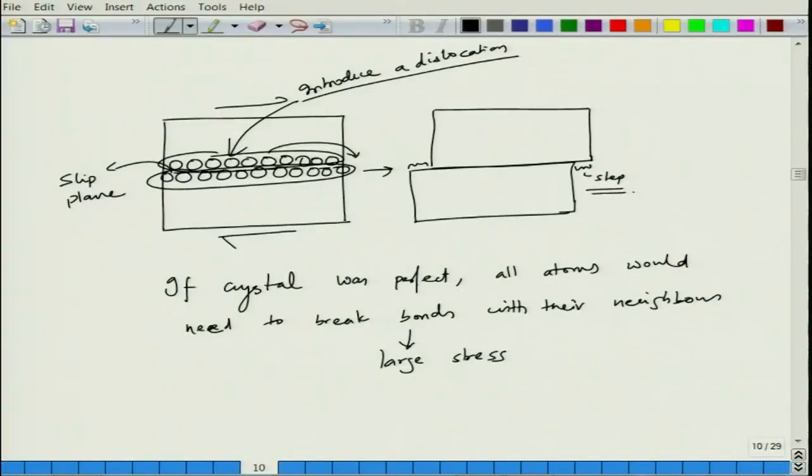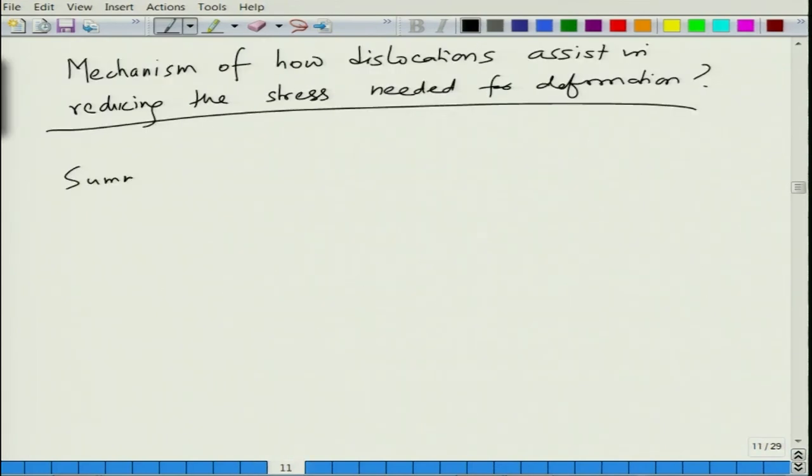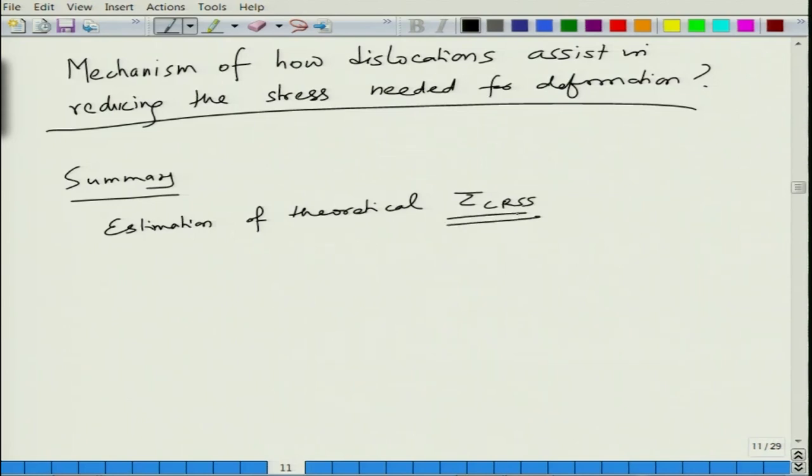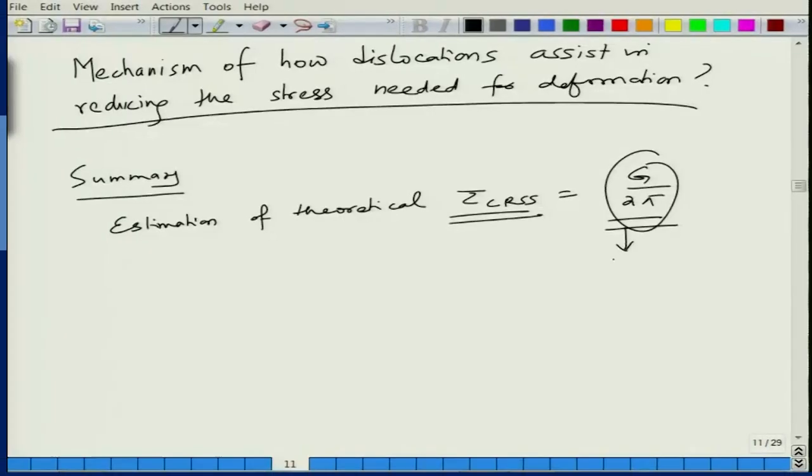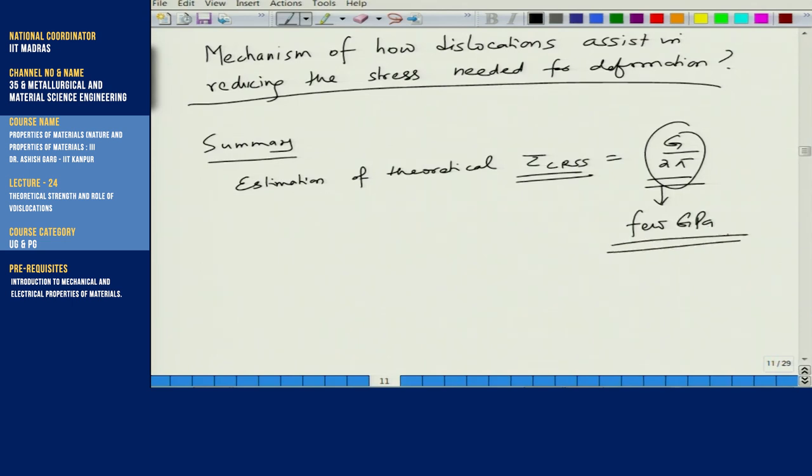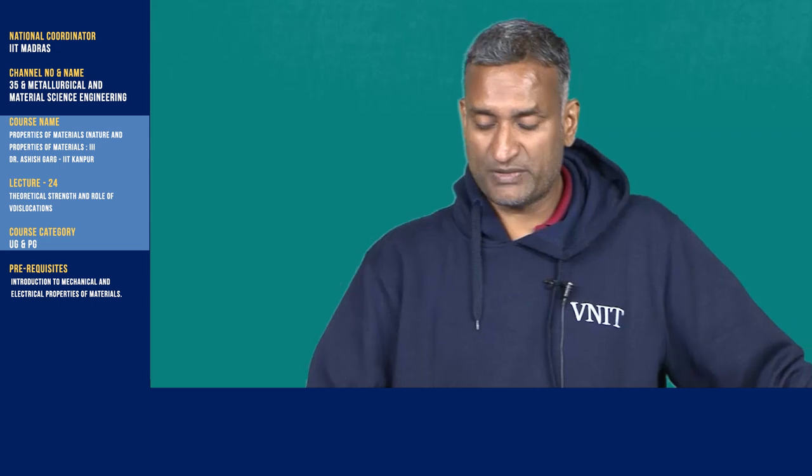Now we are running out of time. We will look at this in a little more detail in the next lecture. What we have done in this class is look at the estimation of the theoretical stress required to deform a material, and we found that this value is exceptionally high, G divided by 2 pi. As we know the modulus values are of the order of a few GPa, the theoretical strength also tends to be of the order of a few GPa, which is exceptionally high compared to the experimentally observed values, which are of the order of a few megapascals to maybe a few tens of megapascals for pure metals. Of course, when you put impurities in them, they become stronger, but for pure metals their strengths are much smaller.